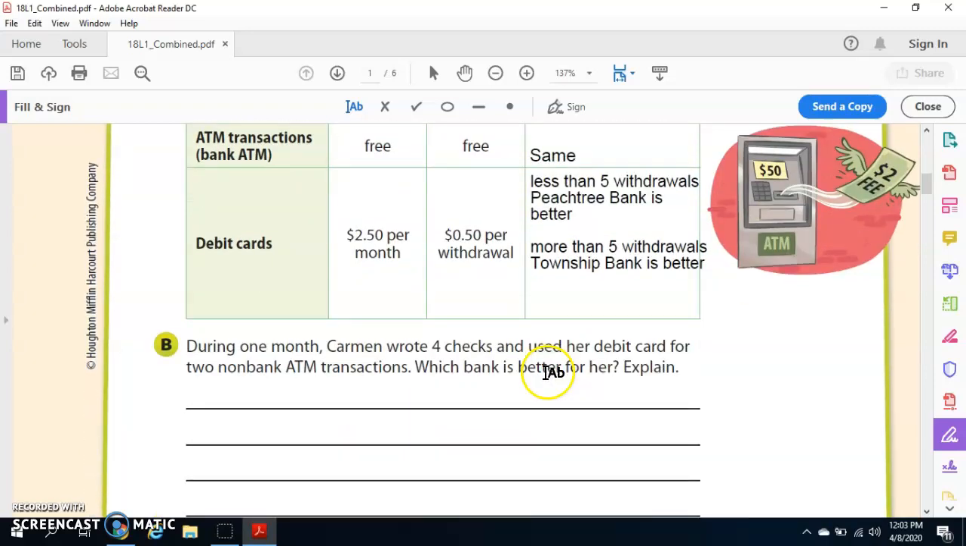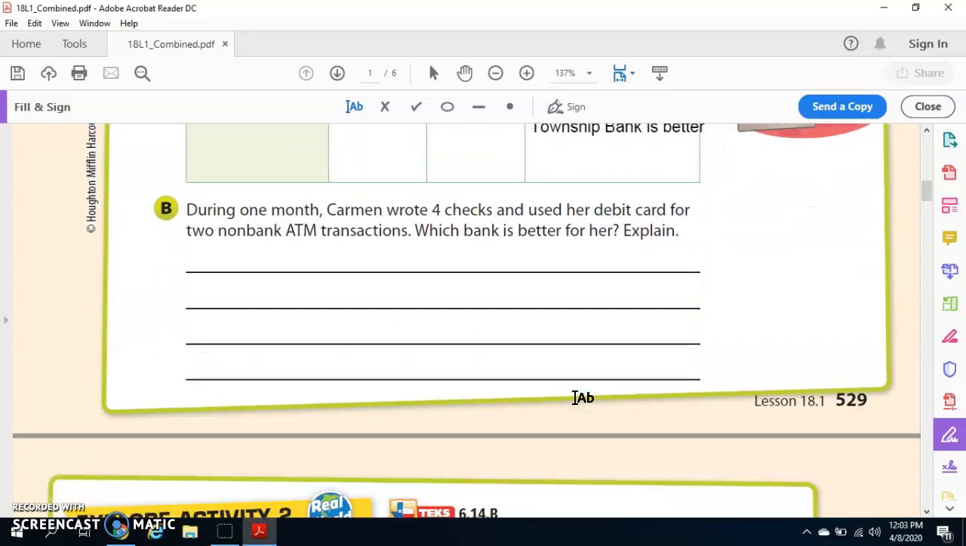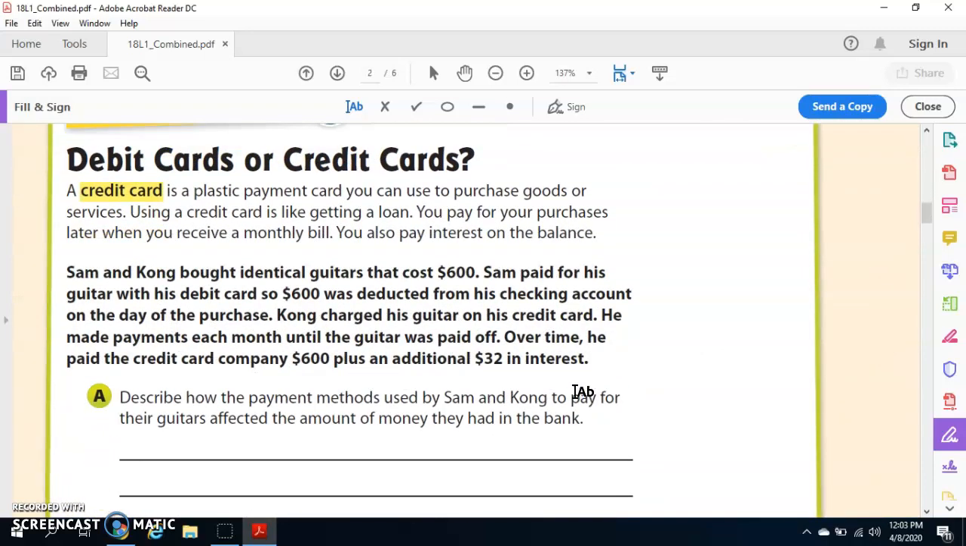So now let's go down. During 1 month, Carmen wrote 4 checks. Okay, we're not going to worry too much about this, okay? All right? So let's go down here to debit cards or credit cards, okay? So let's talk about this first one.